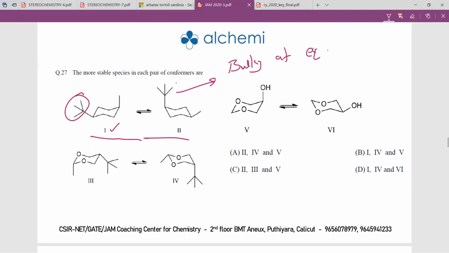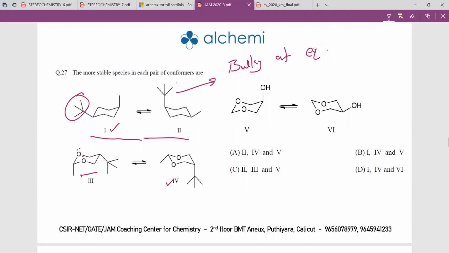Compare the third and fourth compounds. Here in this cyclohexane system, in the ring there is a heteroatom and heteroatom has lone pair of electrons. If such systems come, then you should think like this. If you have a heteroatom in the ring, the bulky group at the axial position is the stable system. So fourth one is the stable situation.